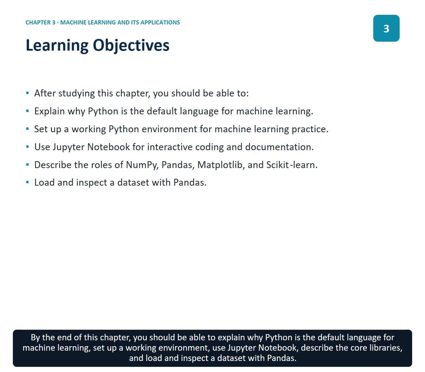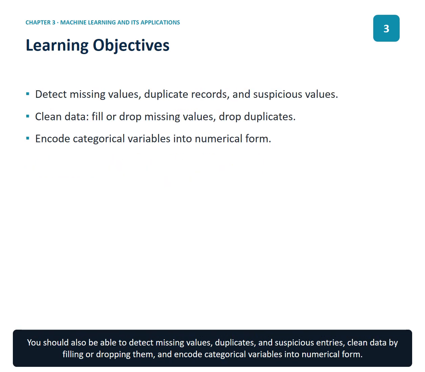By the end of this chapter, you should be able to explain why Python is the default language for machine learning, set up a working environment, use Jupyter Notebook, describe the core libraries, and load and inspect a dataset with pandas. You should also be able to detect missing values, duplicates, and suspicious entries, clean data by filling or dropping them, and encode categorical variables into numerical form.